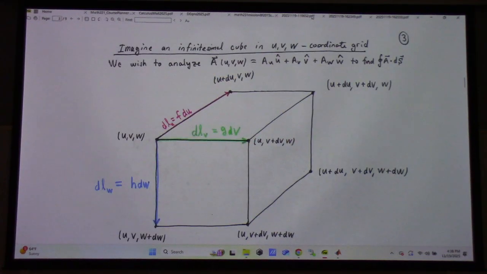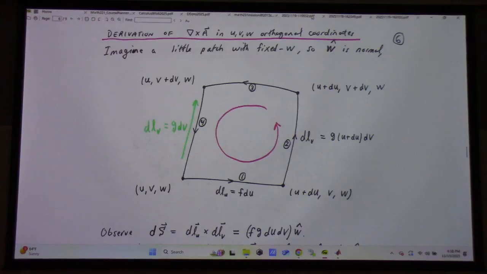Now, the other thing I wanted to show you guys was the derivation of the curl in curvilinear coordinates, because I did that in Calc 3 today. This is way, way in the past here, but since I did it, I wanted to show you guys, because you might actually care.